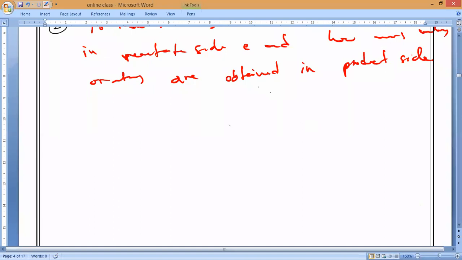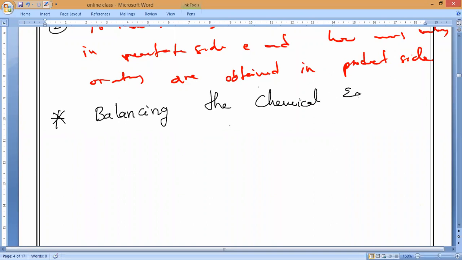Now let us take this, all of you keep the heading: balancing chemical equations. That is the next concept we are going to study. Whenever I give you a chemical reaction, you have to write 3 steps. What are the 3 steps? One is the word equation, next is the skeletal equation, and the third step is the balanced chemical equation.